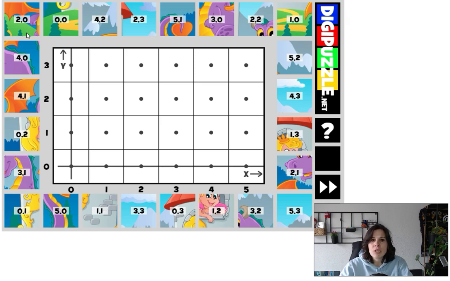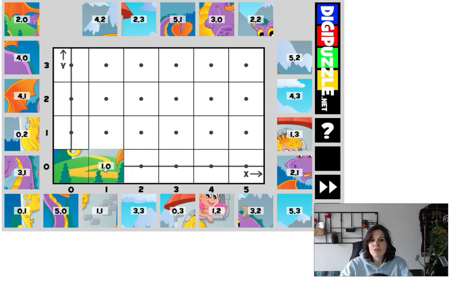For example, we can look for the 0, 0 piece and put it in the coordinate 0, 0, that is the origin of the axis. We can also complete the x-axis with the y-coordinate equal to 0. Let's find this piece that would be the 1, 0, it's over here. We click and drag, we can look for 2, 0, and so on.